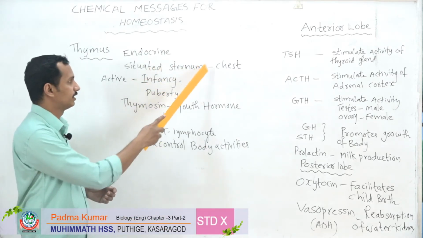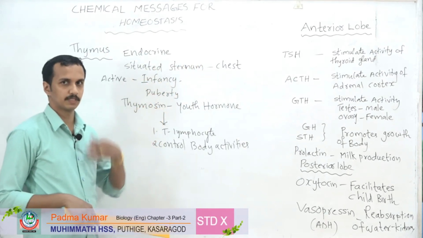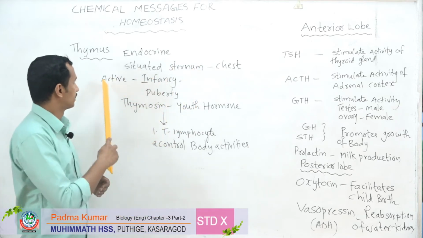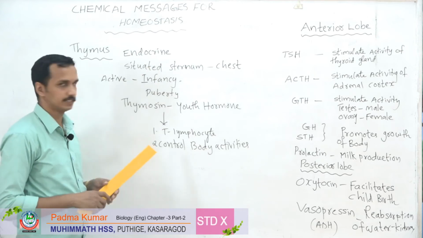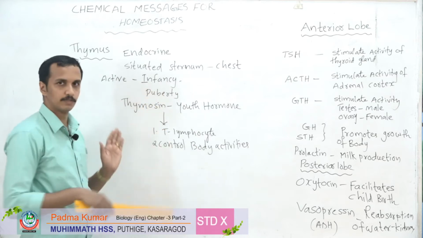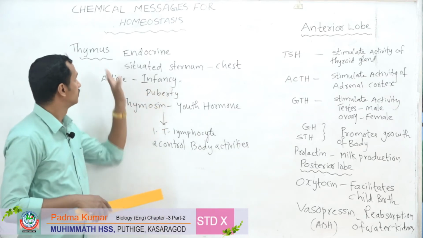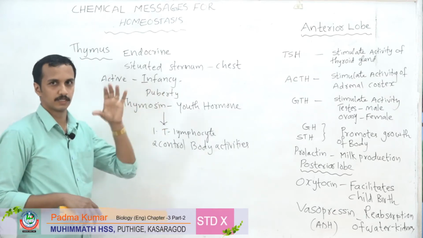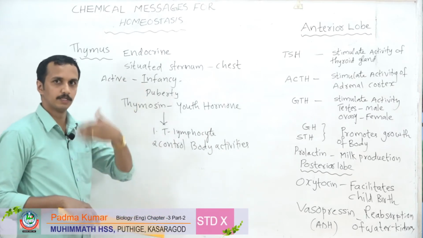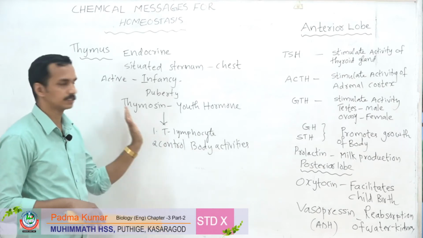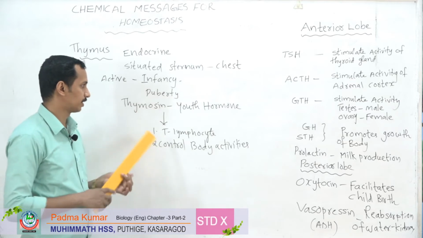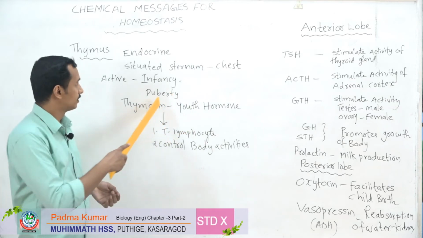So just remember, the thymus gland is also an endocrine gland. It is situated in the sternum region. Sternum means our chest bone, a flat bone present in our chest region. It is very active during the infancy stage, the growing stage. When an individual reaches puberty, this thymus gland constricts, that is, it reduces its shape and size. And when an individual reaches maturity, this gland completely disappears.